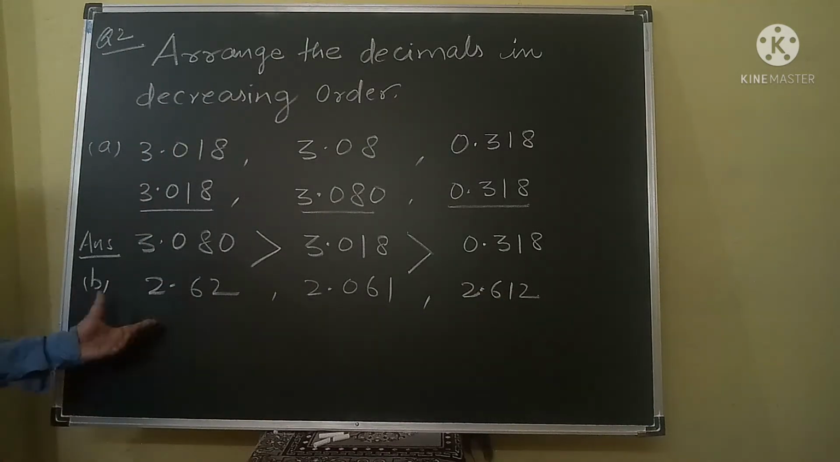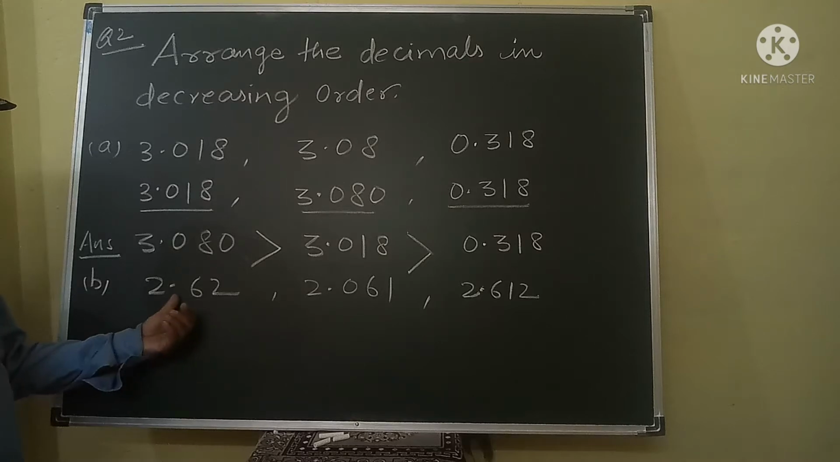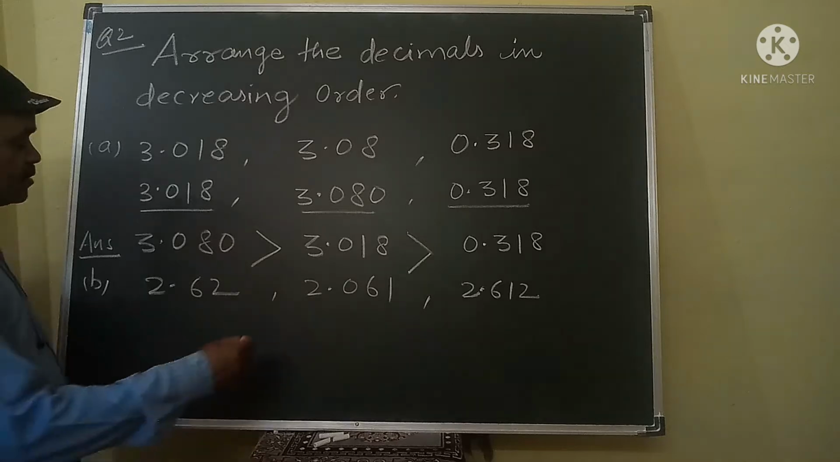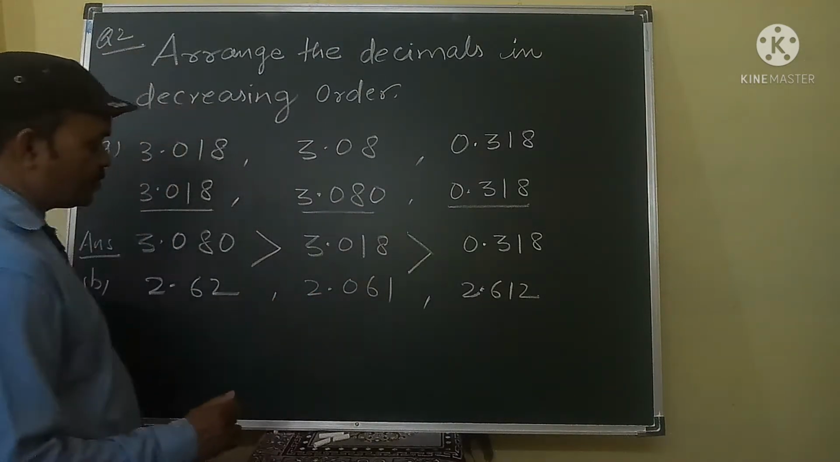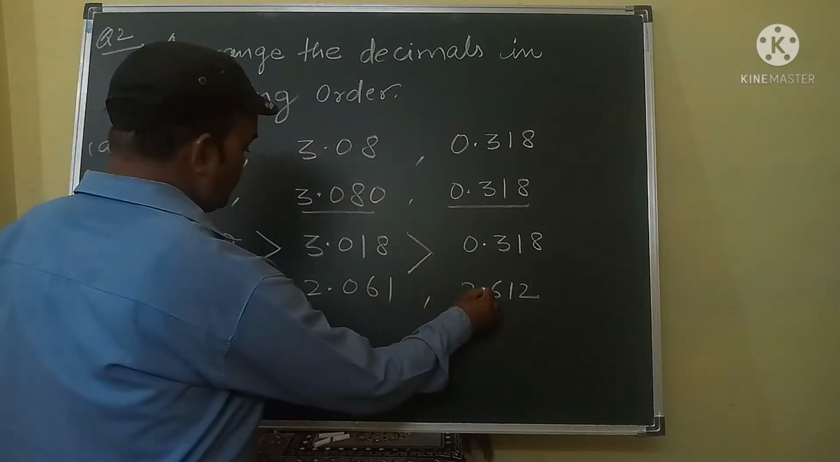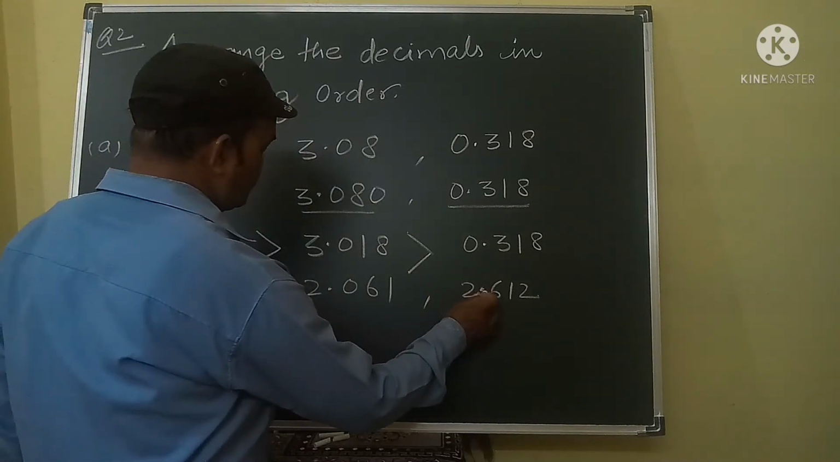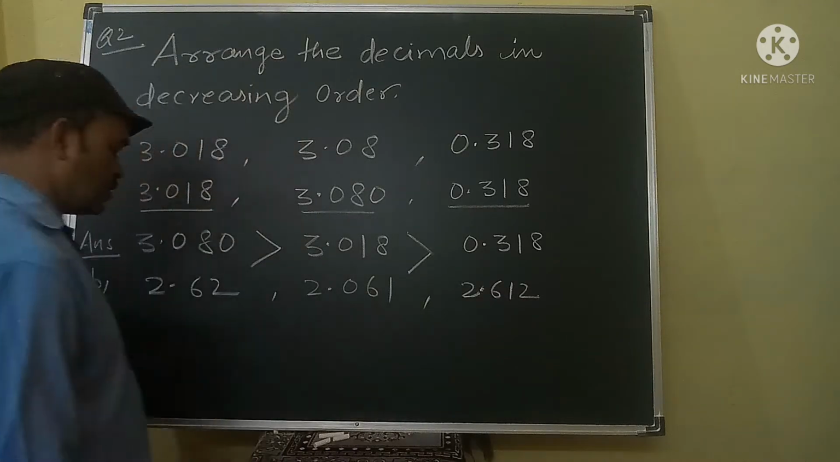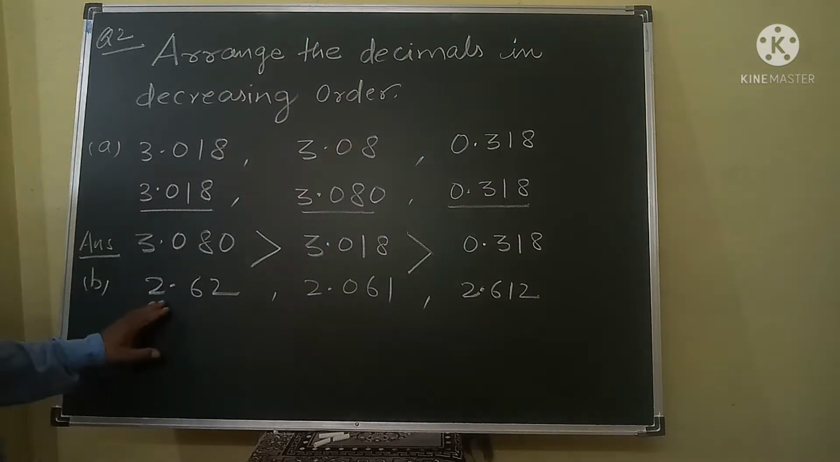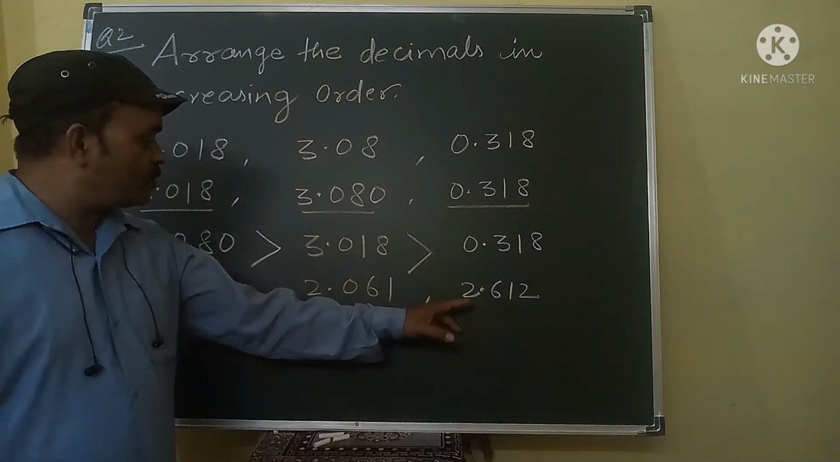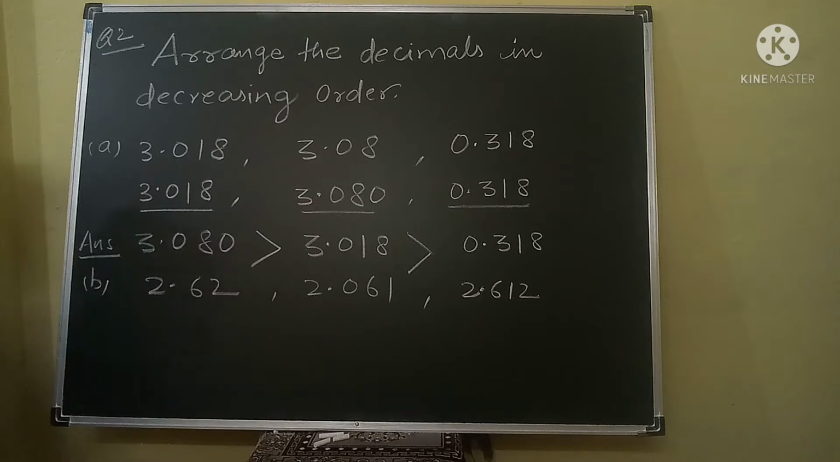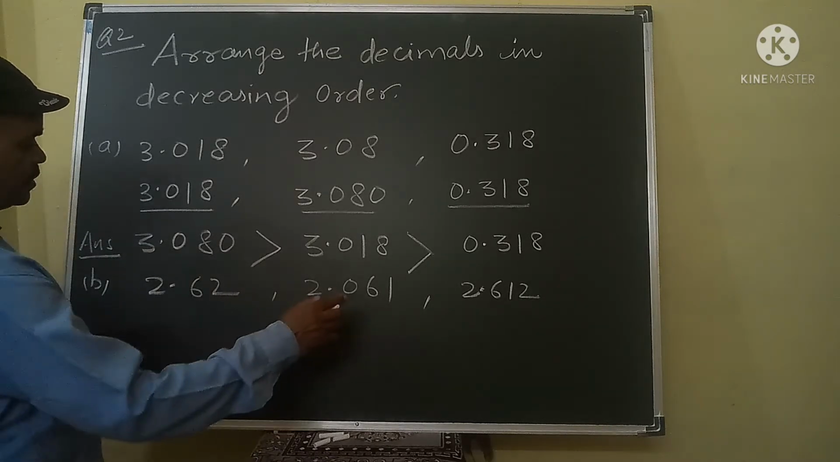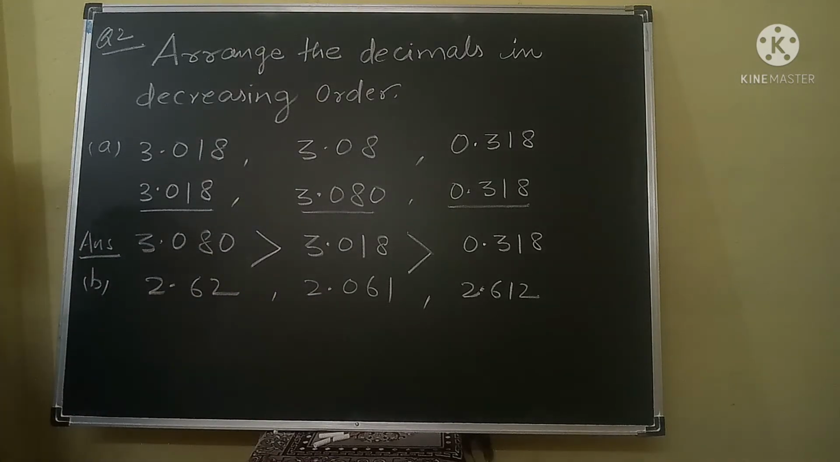As you are looking, in the first decimal number, after the decimal point there are 2 digits. In the second decimal number, after the decimal point there are 3 digits. In the third decimal number, after the decimal point there are 3 digits. That means these decimal numbers are unlike decimals. So what will we do? We will convert unlike decimals to like decimals.